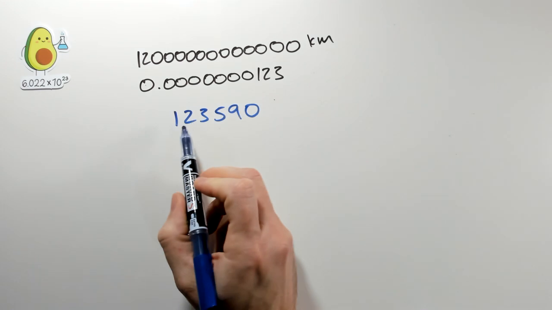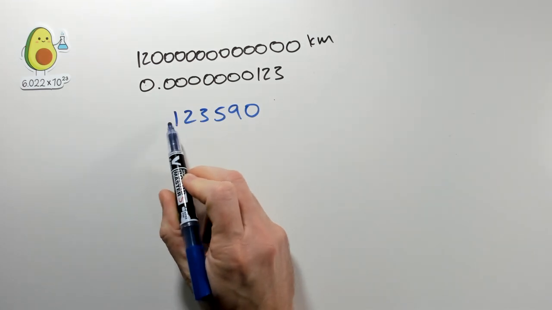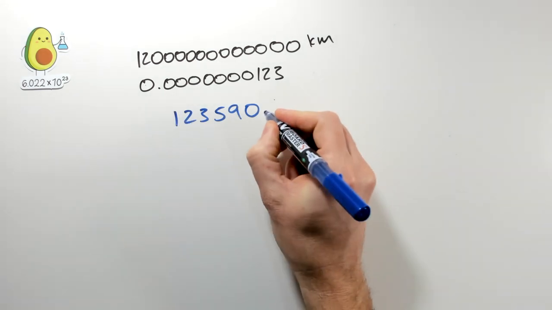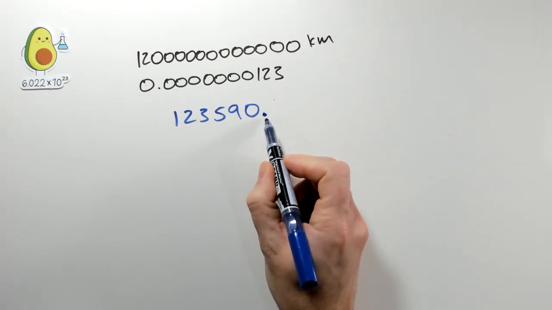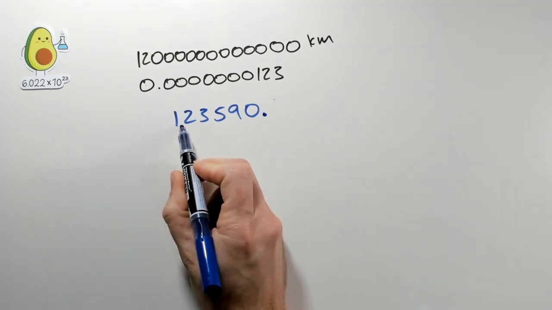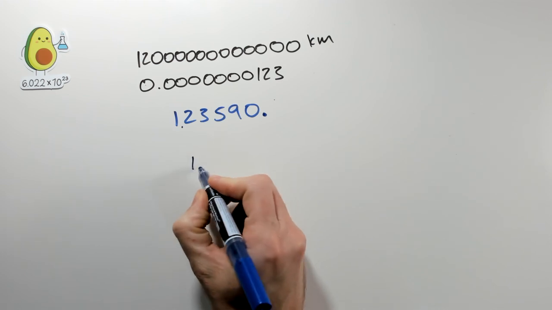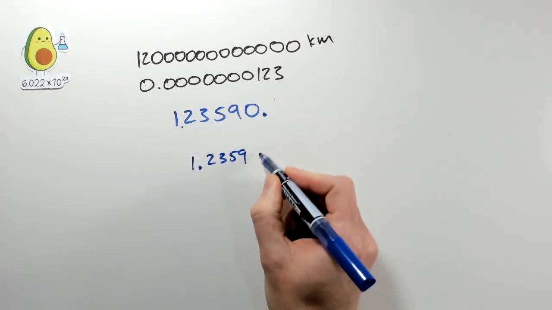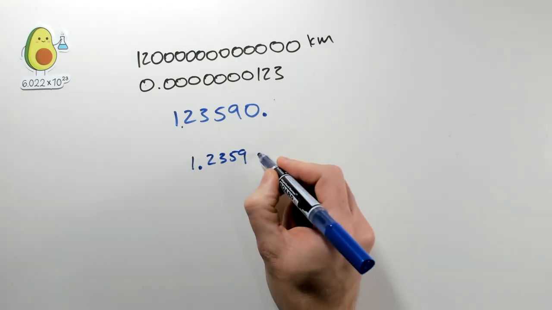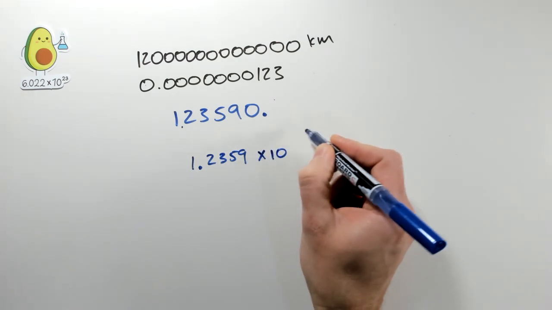Now for standard form, I only need one digit in the front, and then basically the decimal place is right there at this point. And I want to move it to there because standard form would look like 1.2359. I don't worry about the trailing 0 because it doesn't really matter. Times 10 to the power of something.